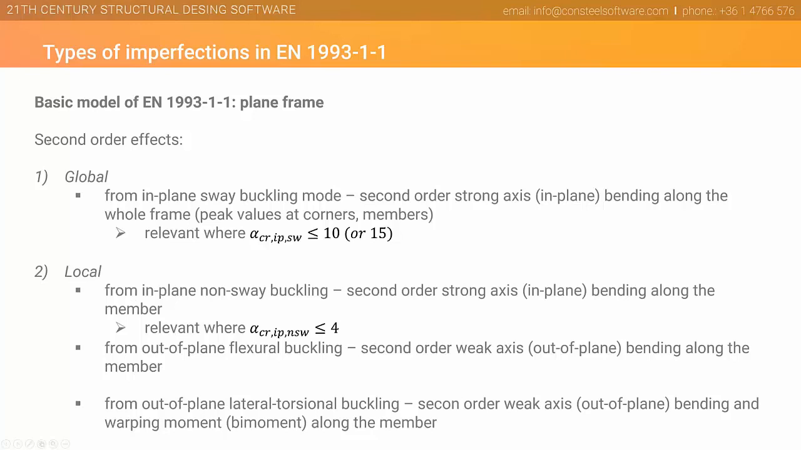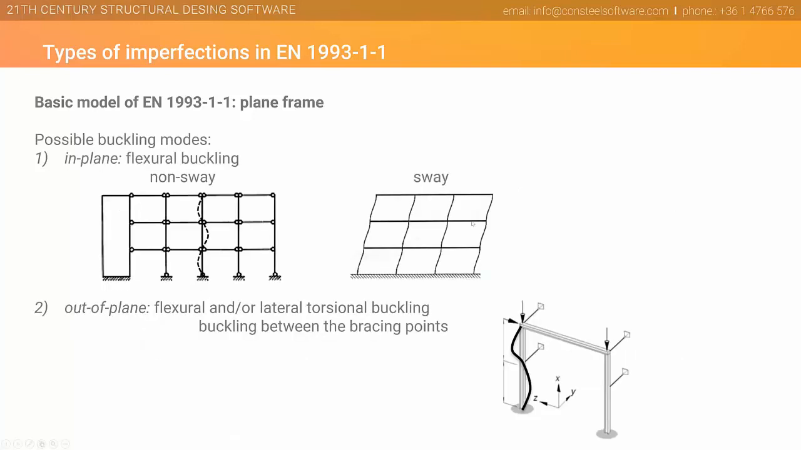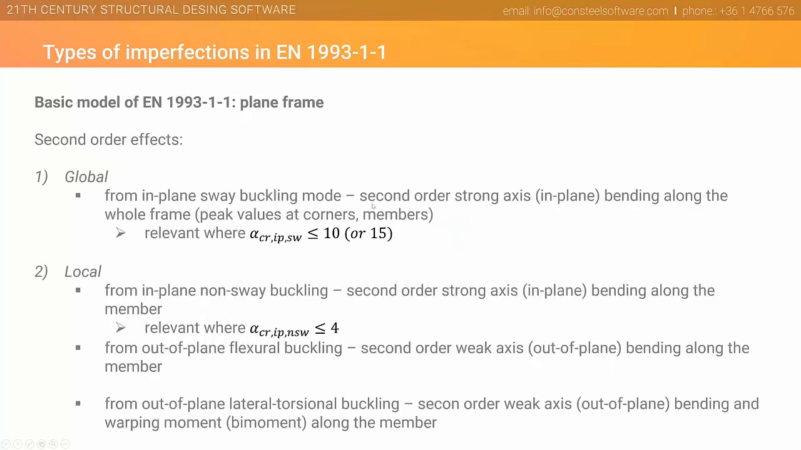Global second order effects come only from the in-plane sway buckling mode, where the structural nodes are moving, and this will cause second order strong axis in-plane bending along the whole frame due to the gravity loads. So if we sway in the plane and we have gravity loads, then we will have additional bending moments in the plane, usually the strong axis in-plane bending moment. Peak values are usually at the corners.